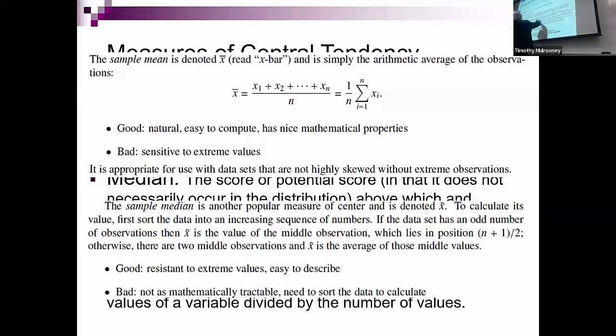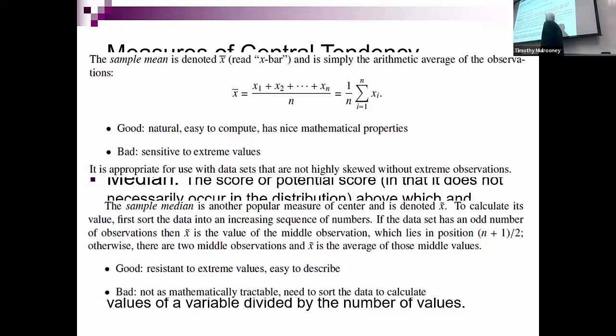We have median. It's another popular measure of the center. It's denoted by X with a little tilde on top. Basically, it's the middle. Now, if I have 5 values, what's the middle? The middle one. Now, if I have 4 of them, what's the middle of 4? There's no middle there. So the median is going to be the average of the 2 middle ones if it's even.